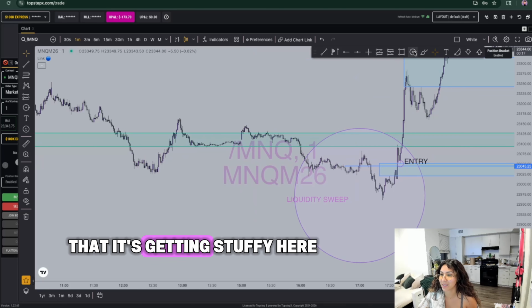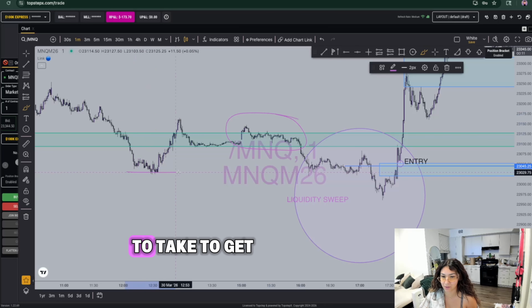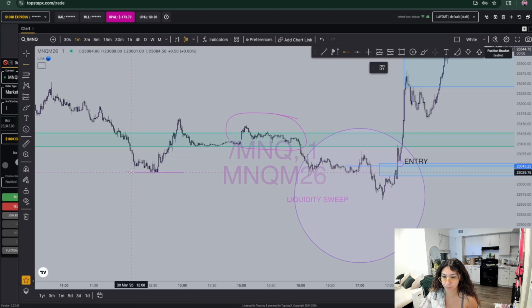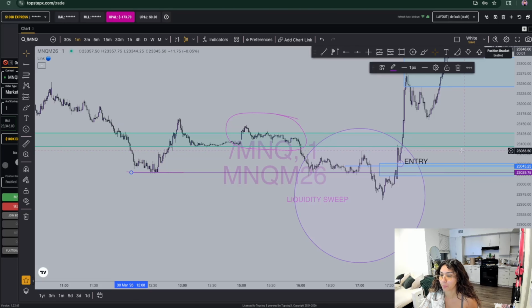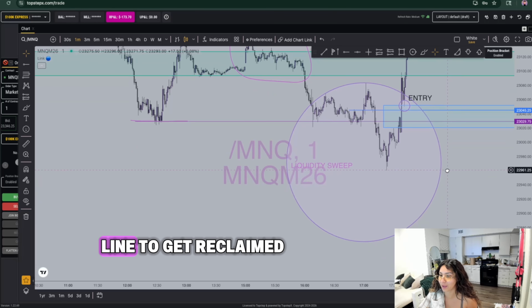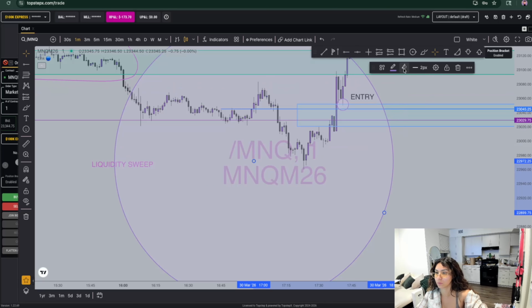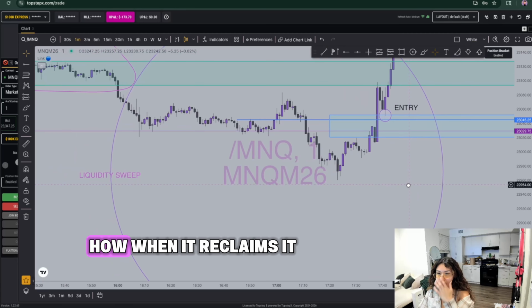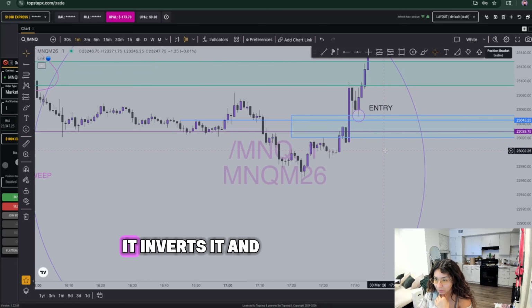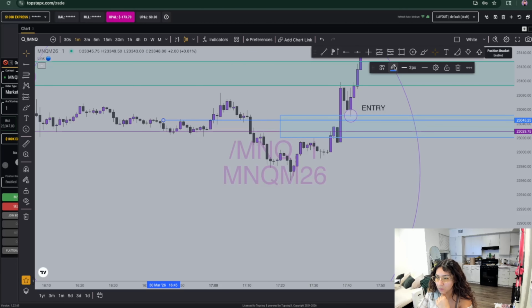If you guys see that it's getting stuffy here and it doesn't want to keep going higher, hey, I need this to get taken out. So why don't I draw a line there? If I draw a line there and wait for that line to get reclaimed, do you guys see how when it reclaims it, it inverts it? And what else does it invert?